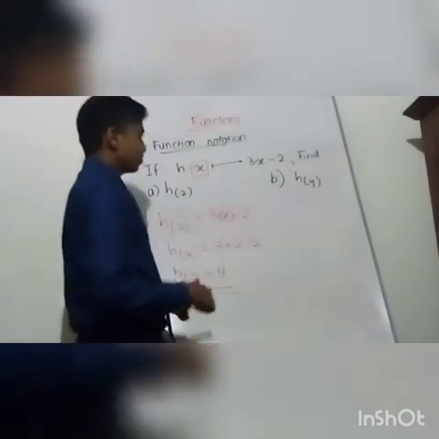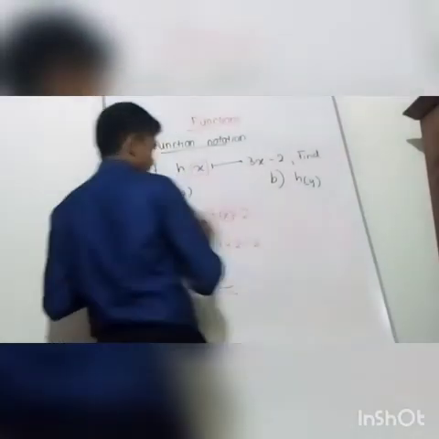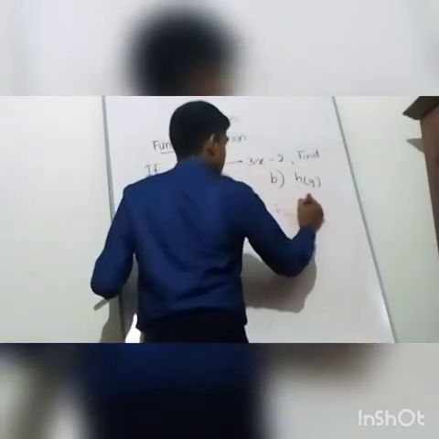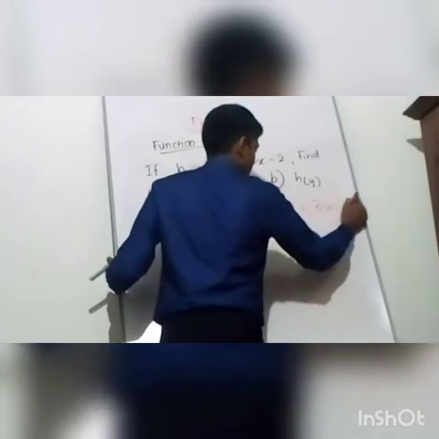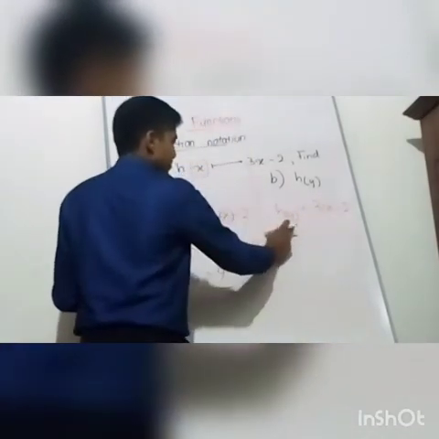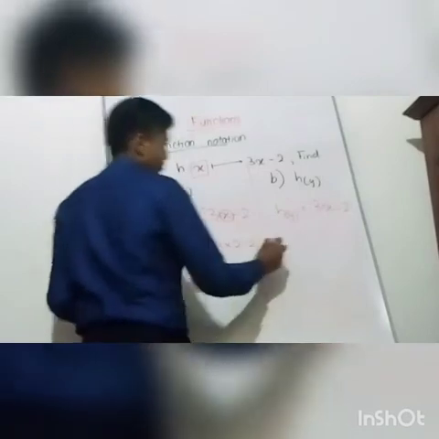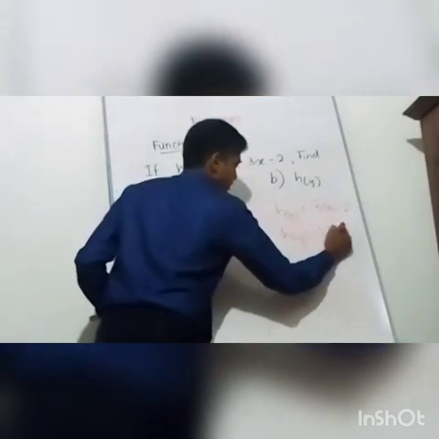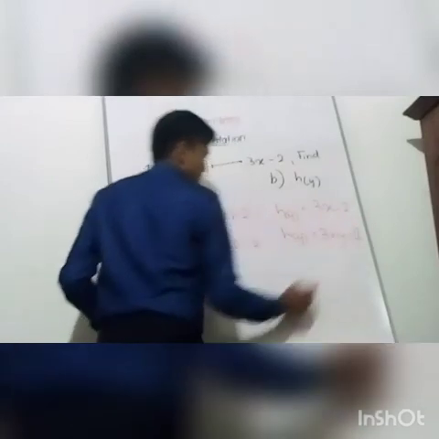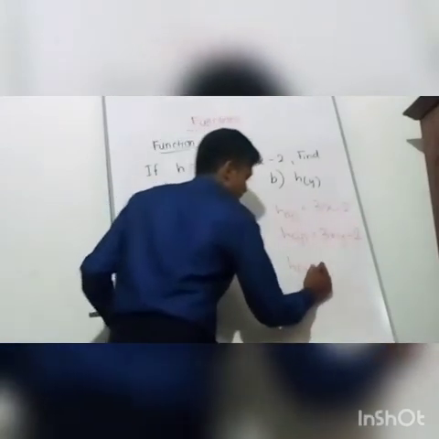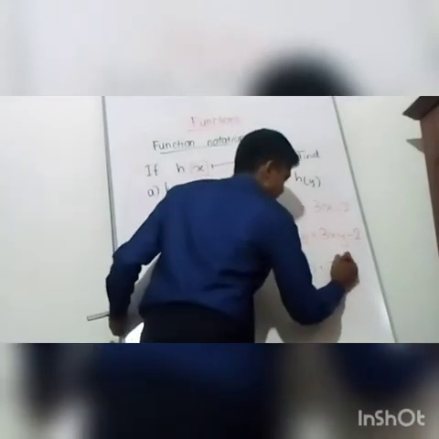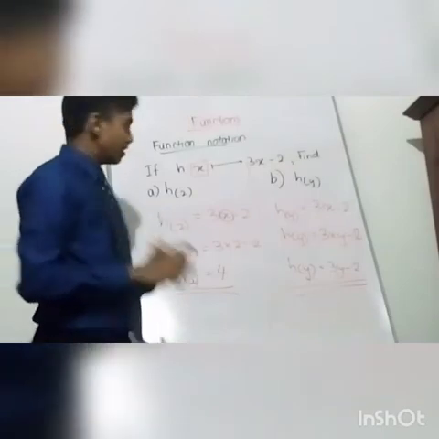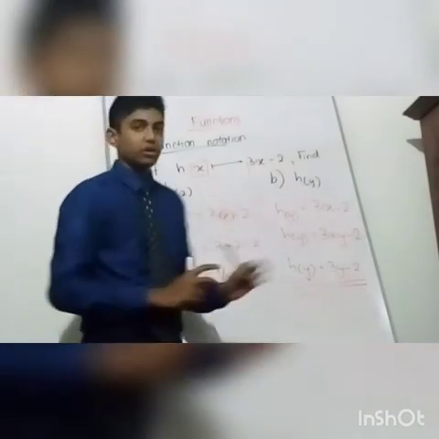So now we'll go for the second one, h(y). Again we must write h(y) equals 3x minus 2. Then instead of this x, we must substitute this y. So I'm going to do it. h(y) equals 3 into y minus 2. Then I will get my answer. h(y) will be 3y minus 2. So this is the answer. So hope you all have understood this function notation example.